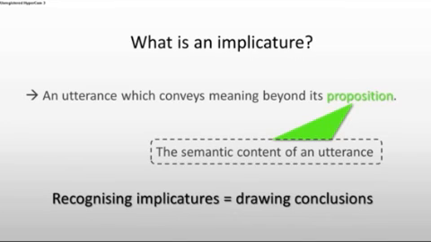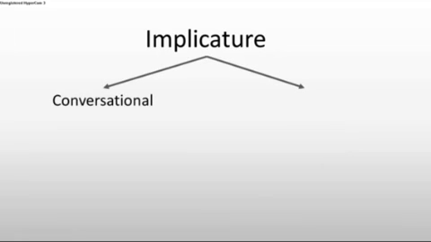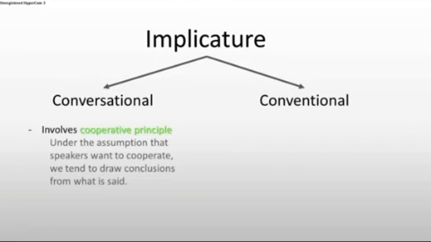Pretty neat, isn't it? Now, Paul Grice, the father, or should I say grandfather of pragmatics, subdivides implicature into two types, conversational and conventional. Conversational implicatures are special in that they employ the cooperative principle and the maxims of conversation. If you don't know what that is, there's a green button below.